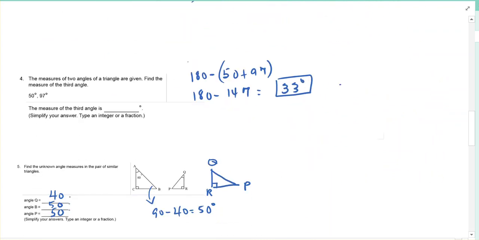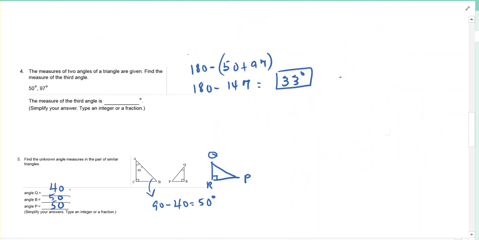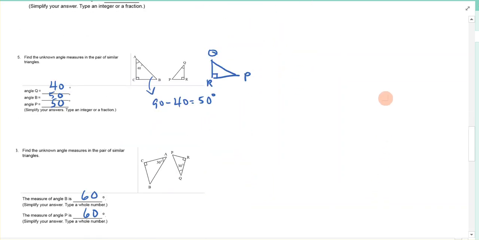Number 4, the measures of 2 angles of a triangle are given. Find the third. Remember, they have to add up to 180. So add up the 2 you're given. That's 147. Subtract from 180, you get 33. Number 5.